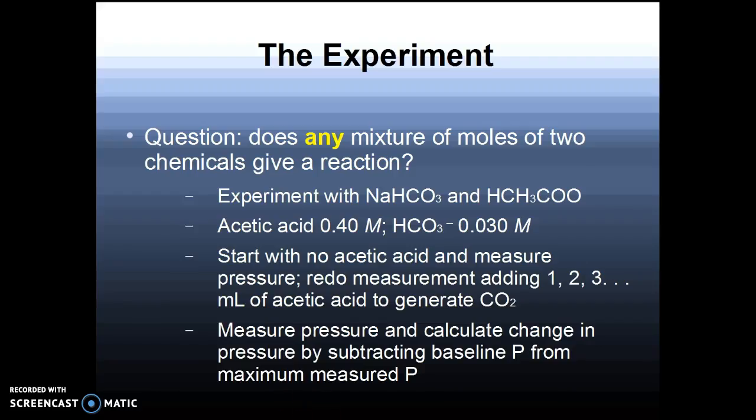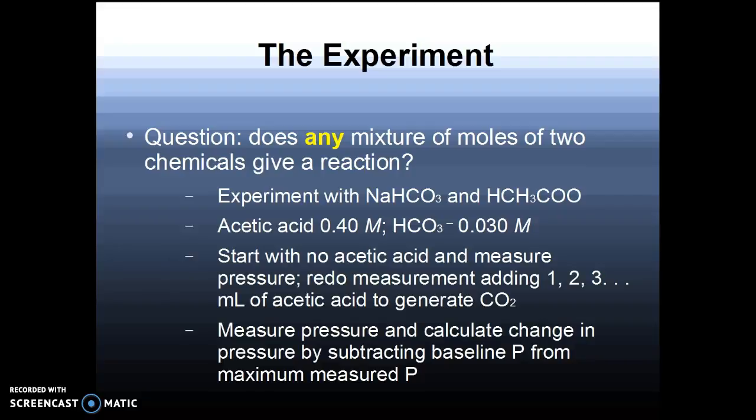The question we ask is, does any mixture of moles of two chemicals give a chemical reaction? So our experimentation was with sodium hydrogen carbonate and acetic acid. The acetic acid was made to be 0.40 molar, that is 0.40 millimoles in every milliliter. The hydrogen carbonate solution was made up to be 0.030 molar, that is 0.03 millimoles in every milliliter. And 50 milliliters of the sodium hydrogen carbonate was used in each reaction.